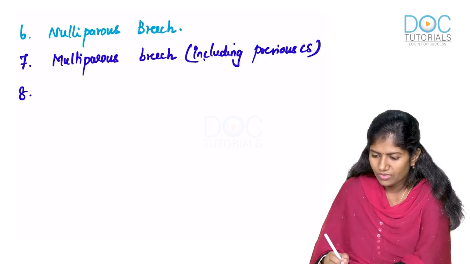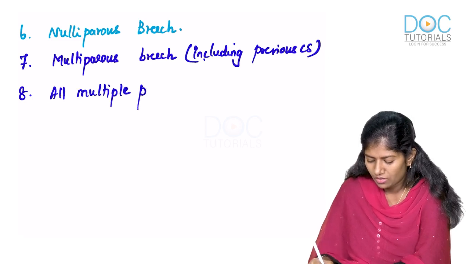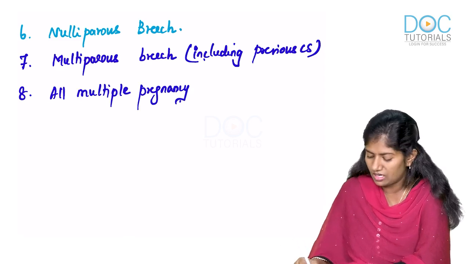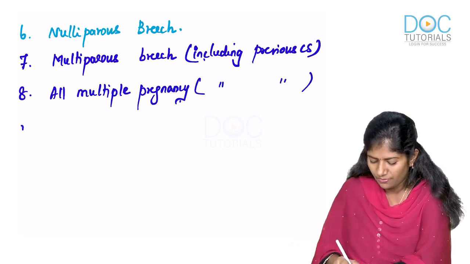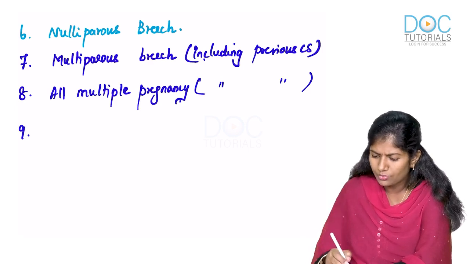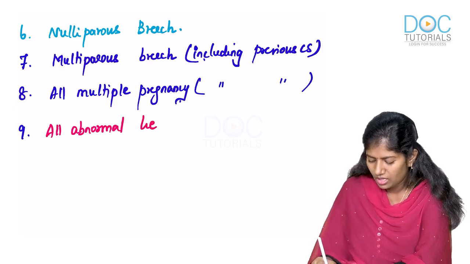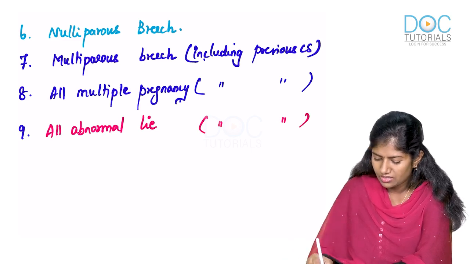Next is all multiple pregnancies. Cesarean section for any type of multiple pregnancy is class 8 and this again includes previous cesarean section. Okay. Next is all abnormal lie. Cesarean section for any abnormal lie comes under class 9 and this again includes previous cesarean section.